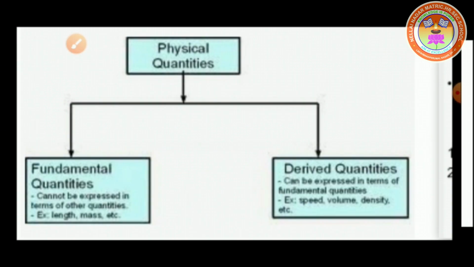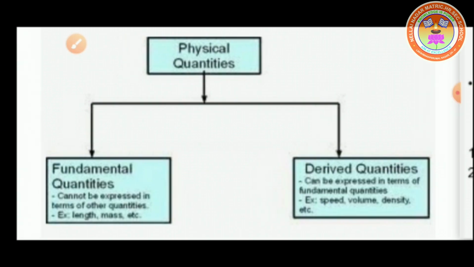The second one is the derived quantities. Derived means it can be derived from the physical quantities, either multiplied or divided. So the derived quantities can be expressed in terms of fundamental quantities. Examples: speed, volume, density, etc. Already you know speed, volume and density, studied in the 7th standard. The speed is nothing but distance by time.